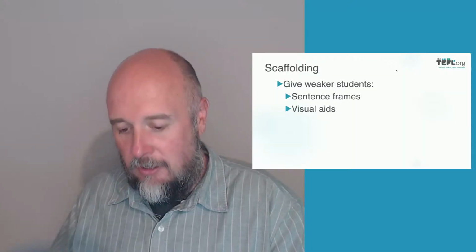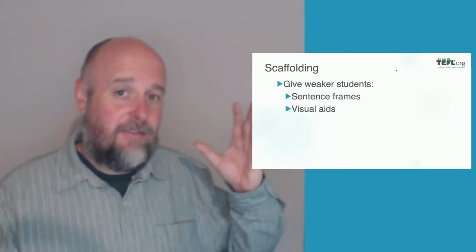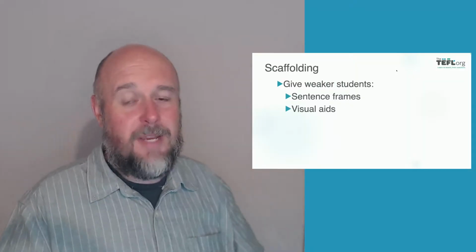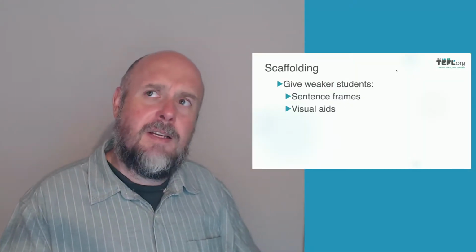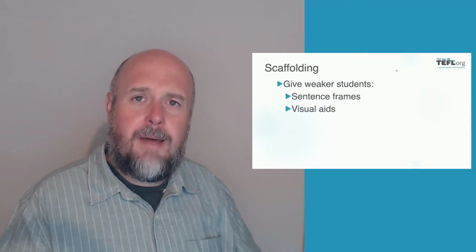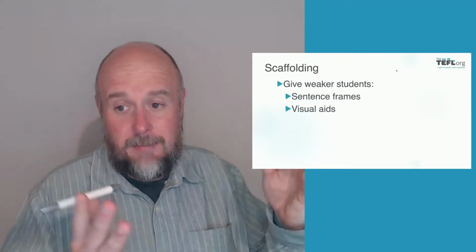Visual aids, you're doing a reading text or you're doing a listening text. You could give the weaker ones a picture of what you're talking about, and the stronger ones might be like, I've got to think about it a bit more. I'm not quite sure what the topic of this is. Whereas the weaker ones are, I know because I've got this picture.